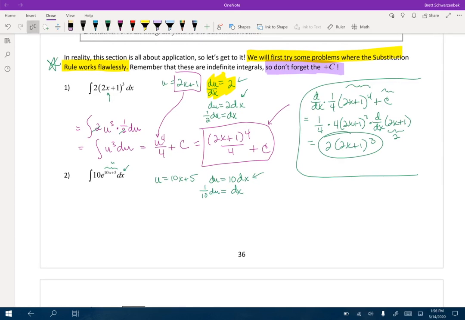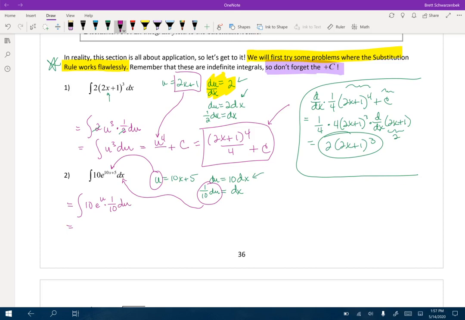So therefore, we're basically going to replace all of those pieces in our integral. We have the 10. We have e to the u, which is going to go right here. And then we have dx, which is 1/10 du, which is going to go right there. Okay, so note all the variables of x are gone and have been replaced with u's.